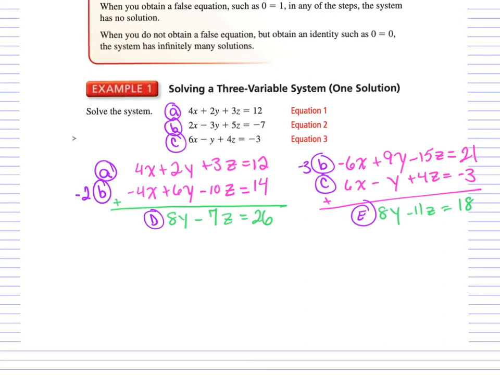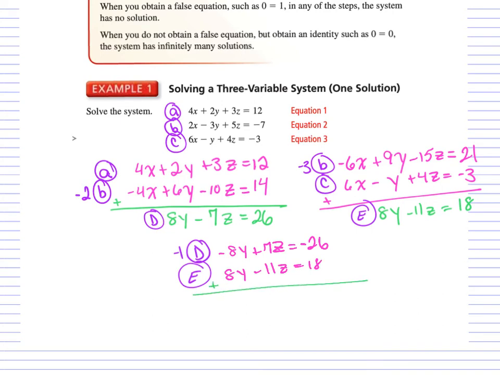So here I go. I'm going to take equation D. I'm going to multiply that by negative 1, and then I'm just going to take equation E. Doesn't matter. I could have multiplied E by negative 1, but I just did D. So we're going to take negative 1 and multiply it by this entire equation. That gives me negative 8y plus 7z equals negative 26. And then I'm just going to write down equation E. So equation E is 8y minus 11z equals 18.